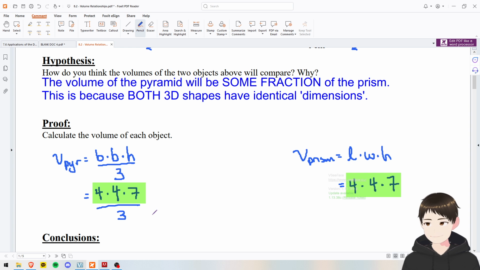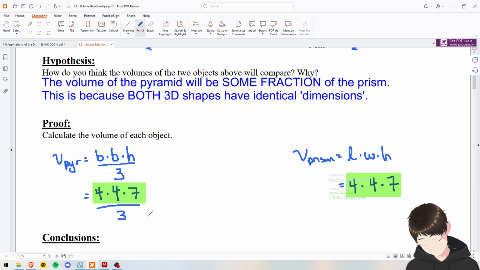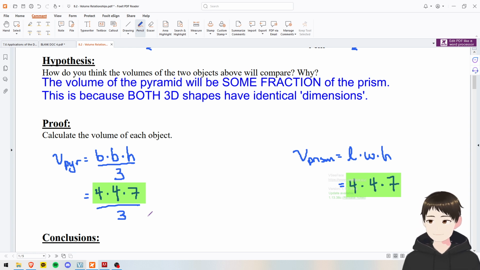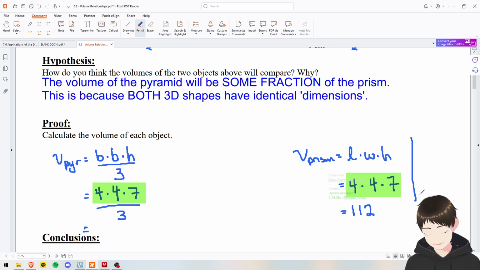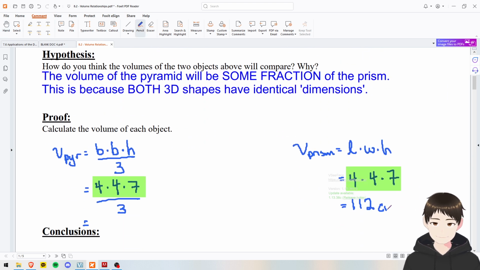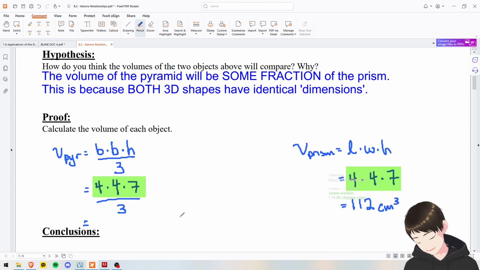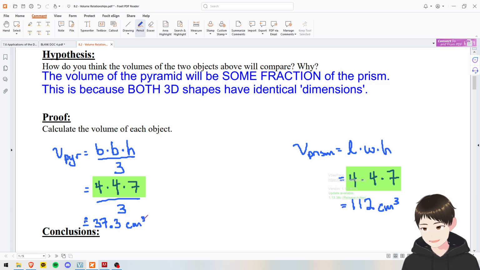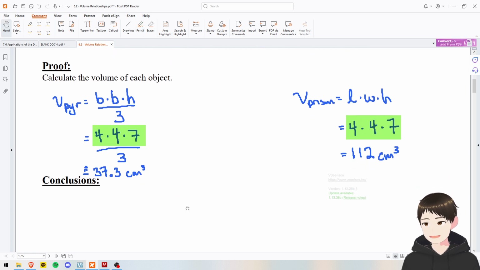Right. So let me finish this off. 4 times 4 times 7 is 112. And I might be running out of space. This is in centimeters, correct? Yes, so this is centimeters cubed. And 4 times 4 times 7 divided by 3 is approximately 37.3 repeating centimeters cubed.